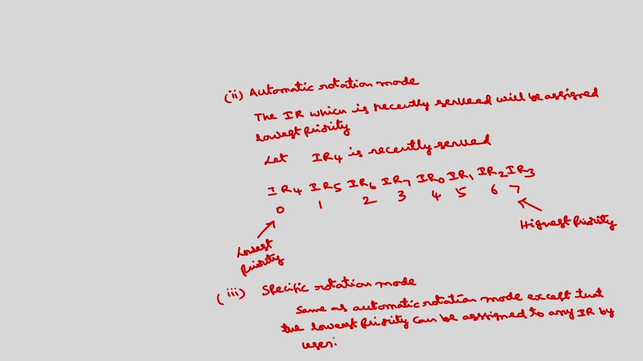So, in the previous mode, automatic rotation mode, the lowest priority will be assigned to the IR which is recently served, okay. Whereas here the lowest priority can be assigned by the user. That is the difference between the automatic rotation mode and specific rotation mode. So, these are the three modes using which the 8259A resolves priority of all interrupt requests.